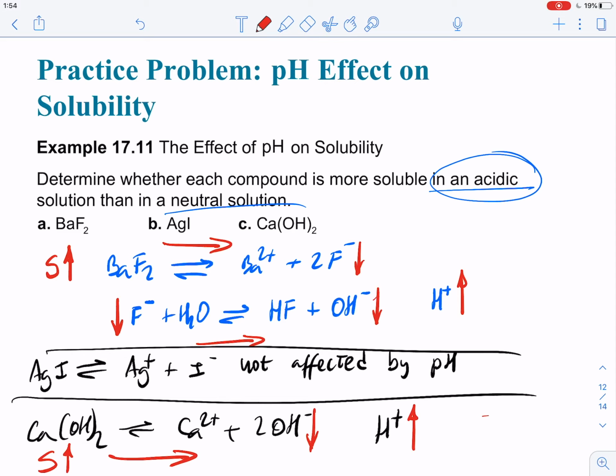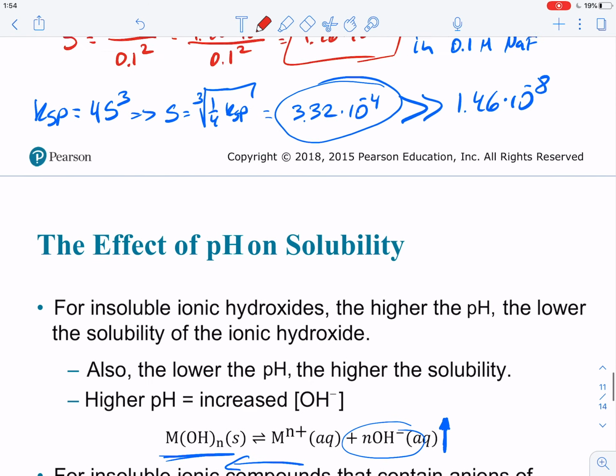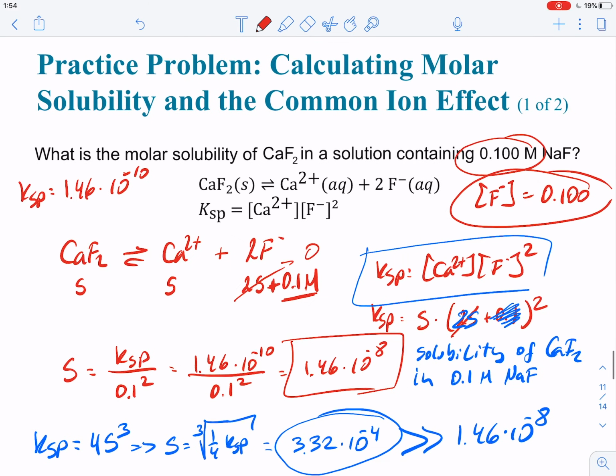Okay? You know what, at this point I just want you to be able to predict what happens with the pH, okay, in terms of if you increase the pH, what happens to the solubility, and if you decrease the pH, what happens to the solubility. Can you identify what is going to happen to the solubility of those salts if you increase the pH? Okay, that's one thing. The other thing that I want you to remember is what happens if you add a common ion. The solubility will decrease.